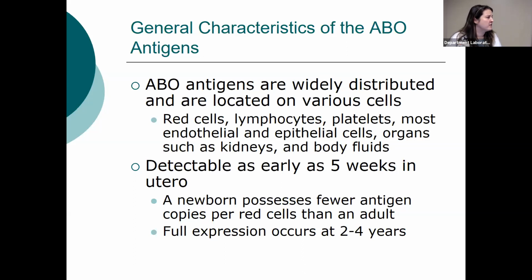There are actually fewer antigen sites on the newborn cells than on adult cells. They're there, but they're just fewer. Full expression of those ABO antigens should occur by 2 to 4 years, and babies will start building ABO antibodies at about 3 to 6 months.